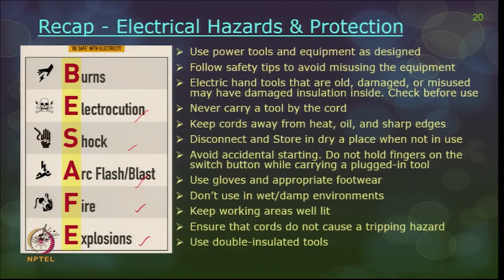So, what are the protection methods? Use power tools and equipment as designed, follow safety tips to avoid misusing the equipment. Electrical hand tools that are old, damaged or misused may have damaged insulation also inside. So, you may have to verify. These are all small places where you can identify an electrical hazard.